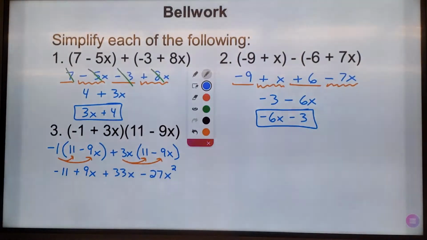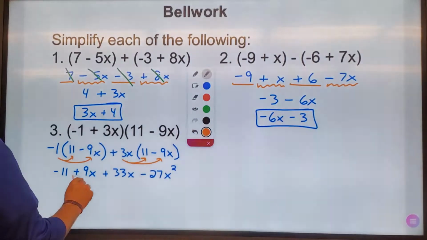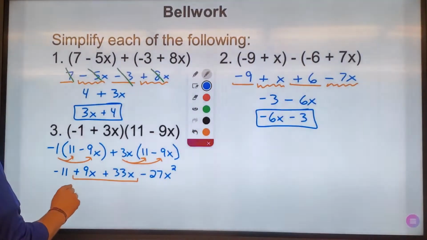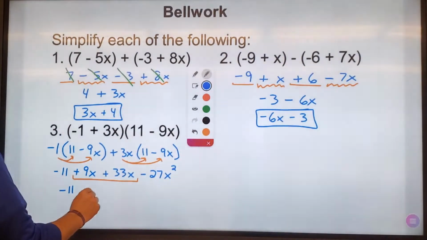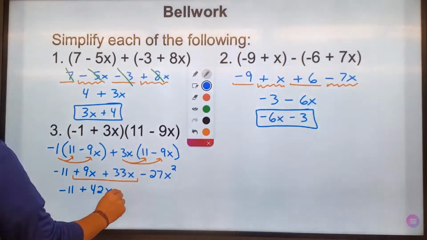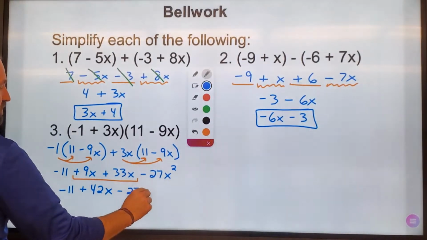squared. Okay, remember x times x is x squared because it's x to the first times x to the first. We add those ones together and it becomes x to the second, or x squared. Okay, again, combine like terms. So if you notice here, the only two that are alike are these two in the middle. Okay, so this becomes negative 11, 9x plus 33x is plus 42x, minus 27x squared.